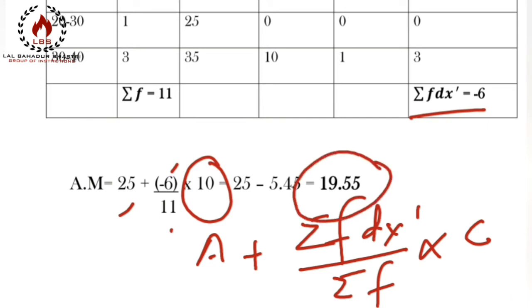So here it will be 19.55, the same value which we have gotten using the assumed mean method, 19.55 or 19.54. So here we have completed the arithmetic mean portion. Now we will move forward to geometric mean and harmonic mean.